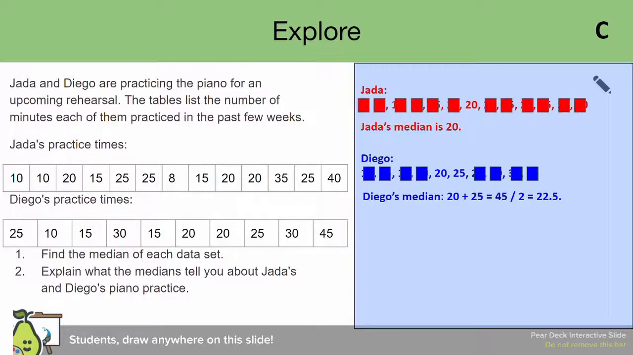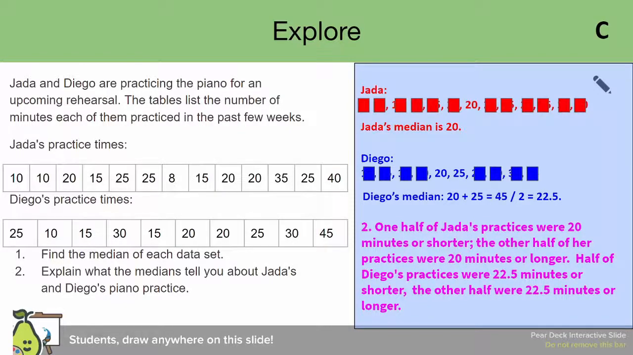Explain what the medians tell you about Jada's and Diego's piano practice. So go ahead, please pause the video. Let me know. What do you think about that question? All right, welcome back. If you said that one half of Jada's practices were 20 minutes or shorter, the other half of her practices were 20 minutes or longer, then you're correct. In addition, you could have said half of Diego's practices were 22.5 minutes or shorter, the other half were 22.5 minutes or longer. Remember, the median tells us exactly where the half point is of our data, which means everything below that number is the lower half and everything above that number is the upper half.